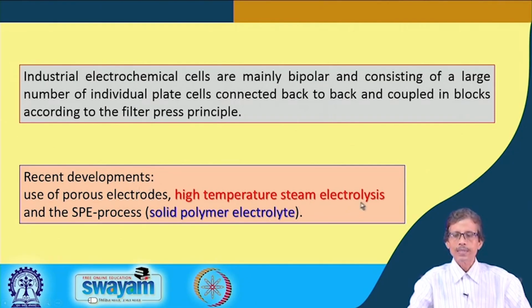Then there is high temperature steam electrolysis. This is another technique where temperatures beyond 80 to 85 degrees centigrade can be utilized, and the SPE process is the latest technique, where we can use a solid polymer electrolyte. So, these are the different techniques that can be utilized for the electrolysis of water for the production of good quality hydrogen.